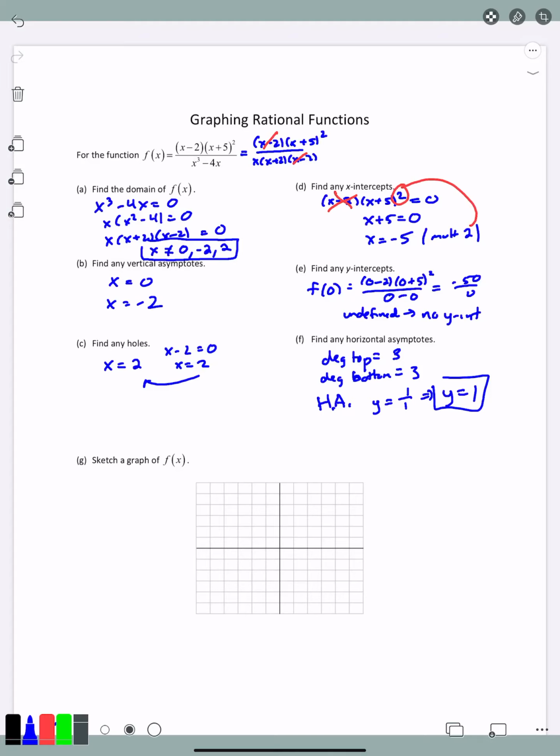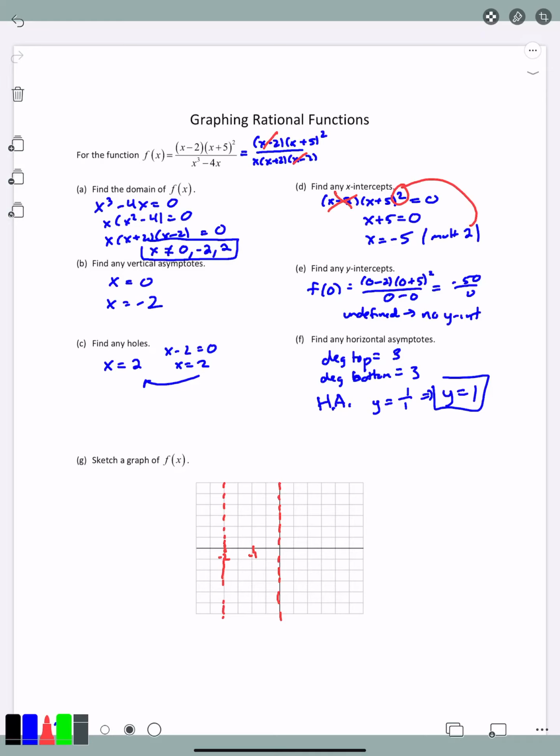Now we have to take all of that and draw ourselves a graph. Okay, so we have vertical asymptotes at 0 and then at -2. Now I actually want to go ahead and make each one of these a half, so this would be -1 for 2 steps and -2. So that is my second vertical asymptote.